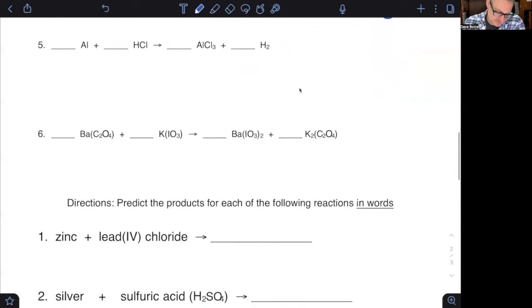Okay. All right, I've got aluminum, I've got hydrogen, I've got chlorine. Nothing stayed together, so I'm going to break that up into aluminum, hydrogen, and chlorine.